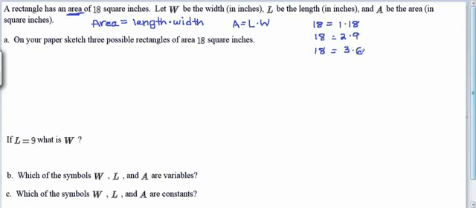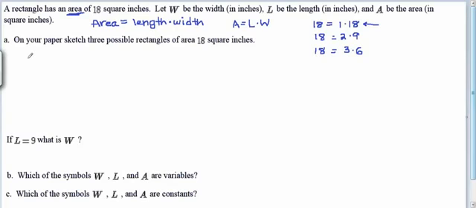I could have the length be 3 and the width be 6. Or I could have the width be 3 and the length be 6. And that would be another different rectangle with area 18. So these sets of numbers give me more than 3 rectangles, as we'll see, but we only need 3 here. So let's begin by using this pair of numbers, 1 and 18.